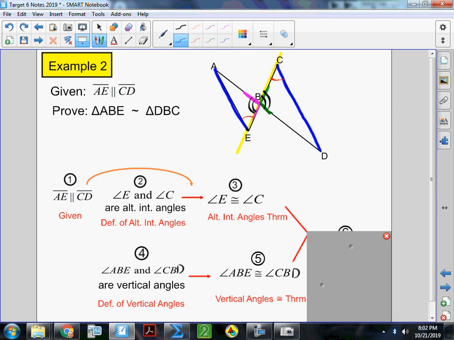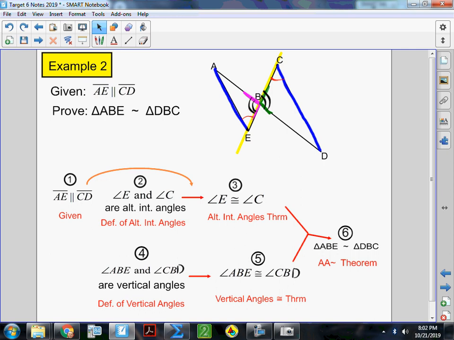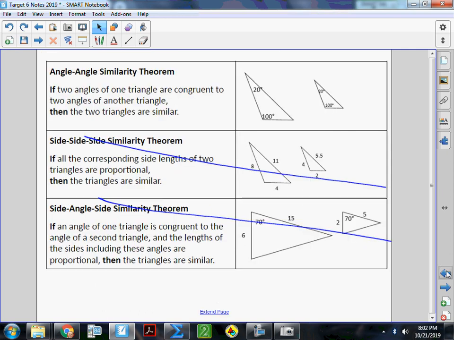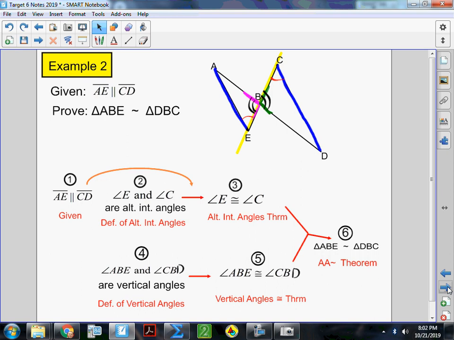And now I have two angles in one triangle, congruent to two angles in another triangle, and that's my angle-angle theorem. Angle-angle, if two angles in one triangle are congruent to two angles in another triangle, then the two triangles are similar. That's exactly what I showed here.